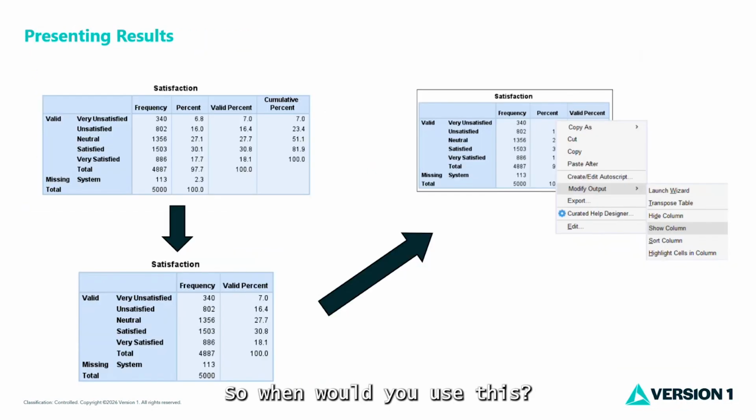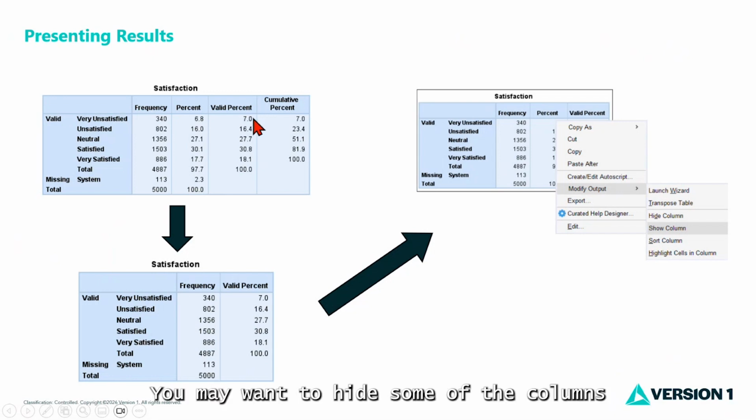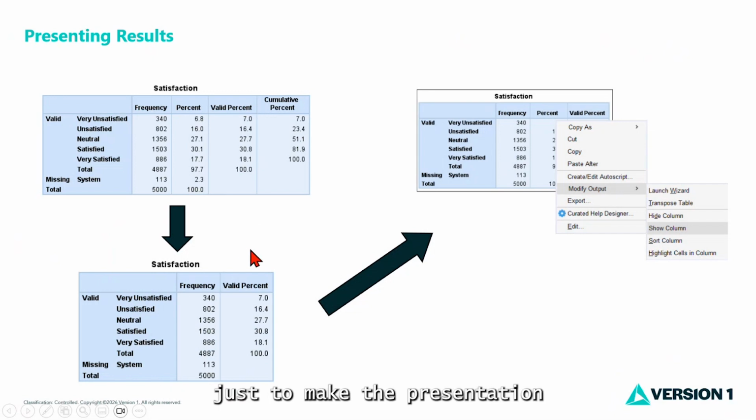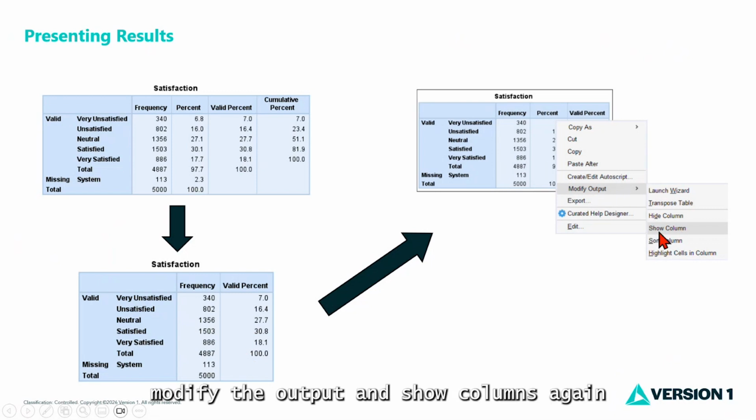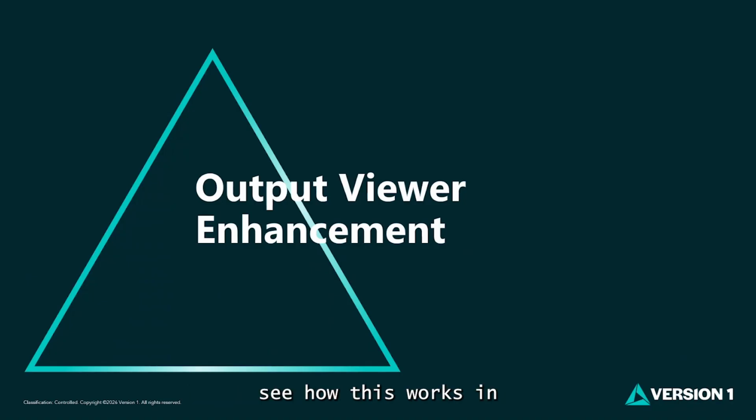So when would you use this? Well, here we have a table, and you can see we have the frequency, percent, valid percent, and cumulative percent all in the table. You may want to hide some of the columns just to make the presentation easier to understand. So we'll focus on frequency and valid percent. Of course, you could right-click on the table, modify the output, and show columns again if you need to show those columns. So let's see how this works in IBM SPSS Statistics.